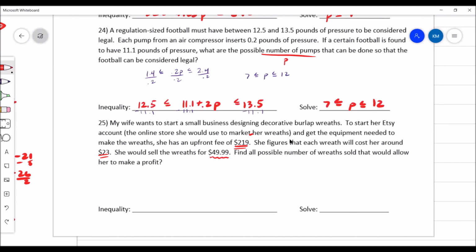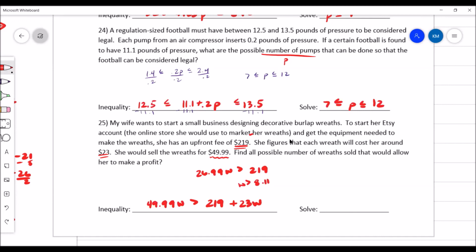So remember, when we're talking about profit, we want the money that we make, just $49.99 per wreath, to be greater than the money that we spend, which is $219 for the startup cost and $23 per wreath. Okay, and so now we have an inequality to solve. Subtract 23 from both sides. I get 26.99W is greater than 219. Okay, and so we can find that 219 divided by 26.99 gives us 8.1.